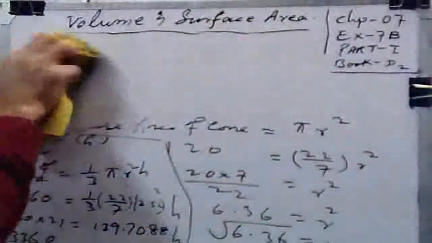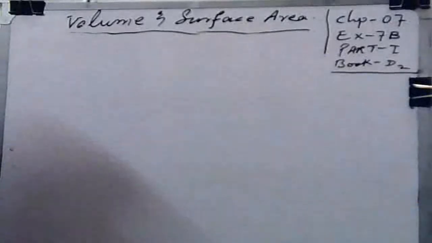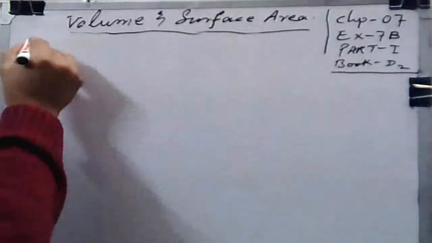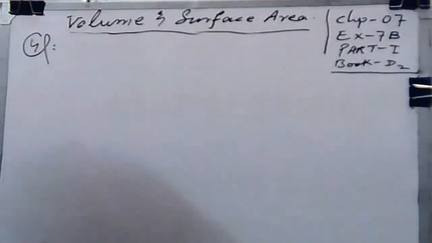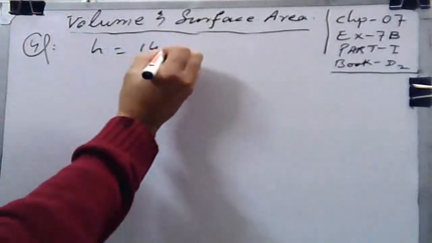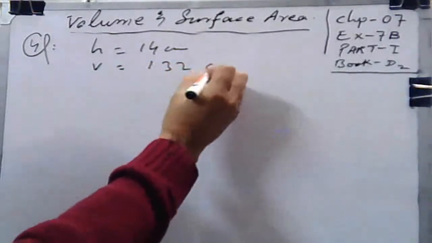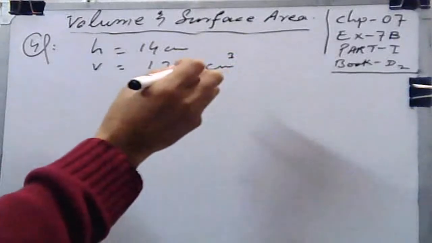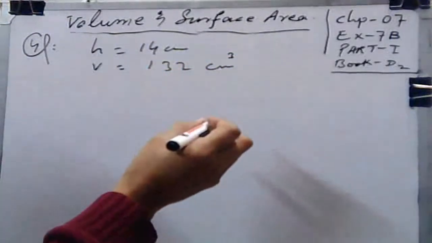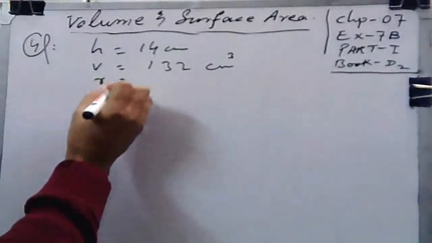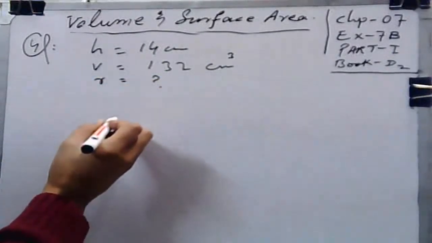Coming to question number 4. A cone has a height of 14 centimeter. It means the height is 14 centimeter and the volume of cone is 132 centimeter cube. Then find the radius of the circular base. The radius of the circular base, that is r, we have to find.